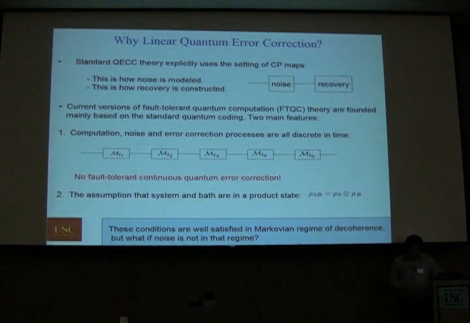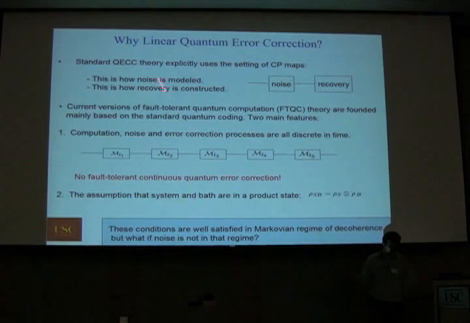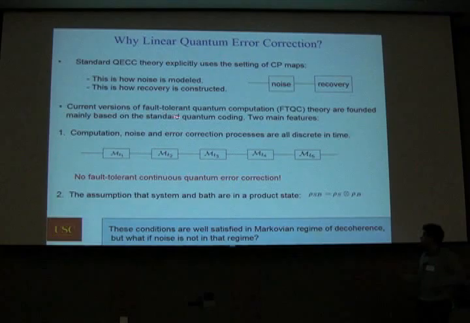This is just a review of facts you have heard in these two days, so we quickly review. We know that a standard quantum error correction code explicitly uses the setting of CP maps. It means that both the noise part and the recovery part are considered to be completely positive maps. And this is a single block that tells us how the error correction is happening. All versions of the fault-tolerant quantum computation theory are founded on this standard picture of quantum coding.